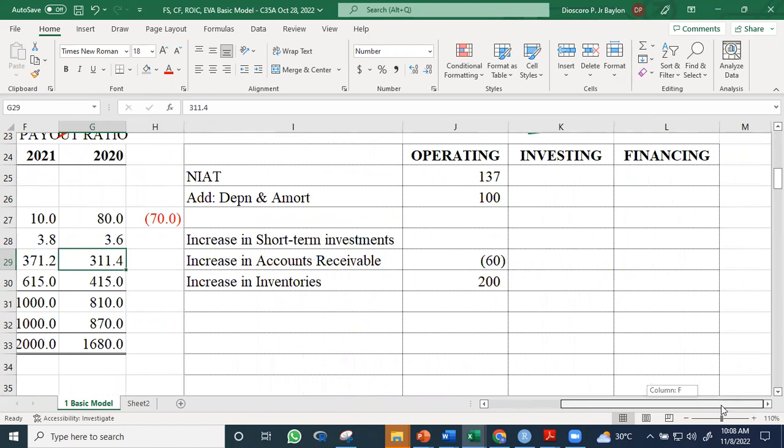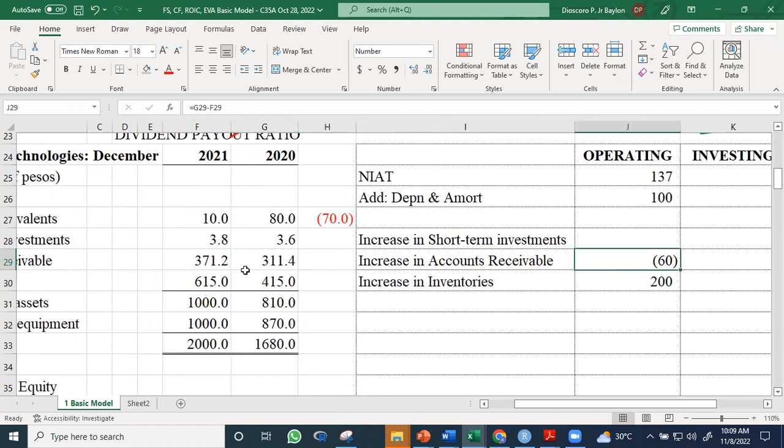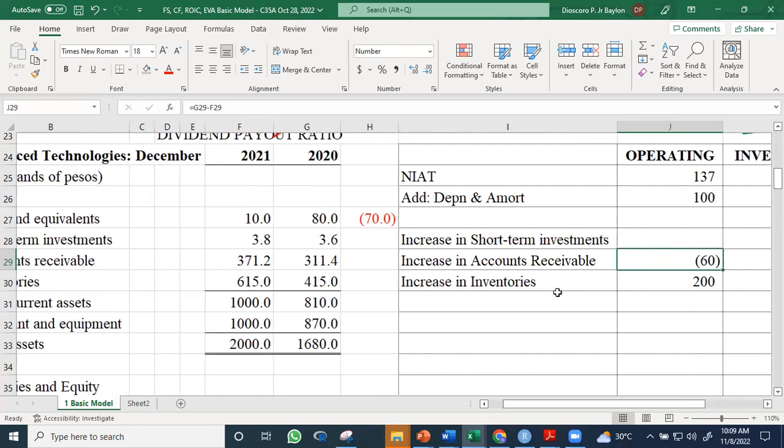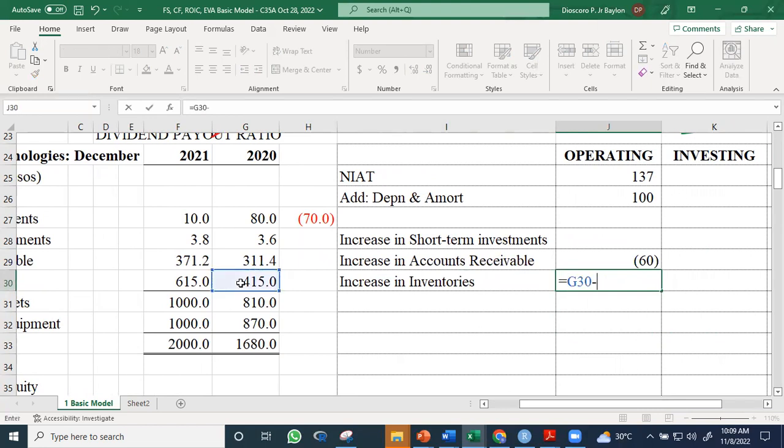However, did cash increase? No. Cash did not increase because the buyer, the customer, has not paid it. That's why it's still receivables. And on the other hand, an increase in inventories means that the company invested in inventories. They bought inventories. So this should be a use of cash there.